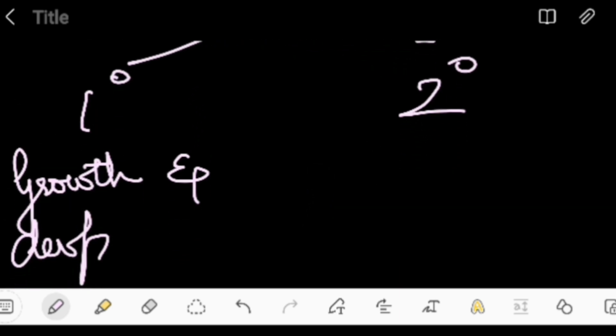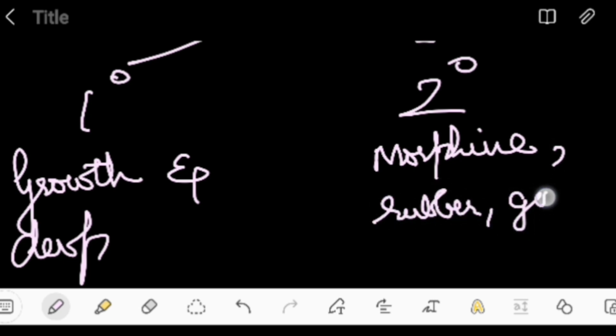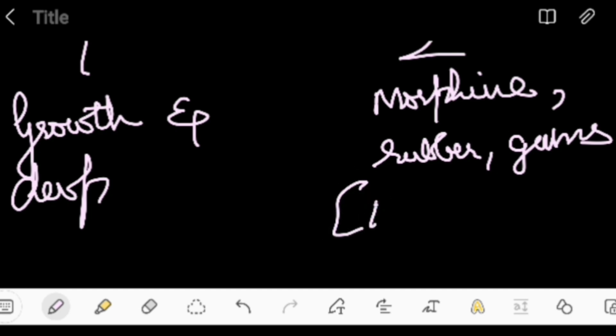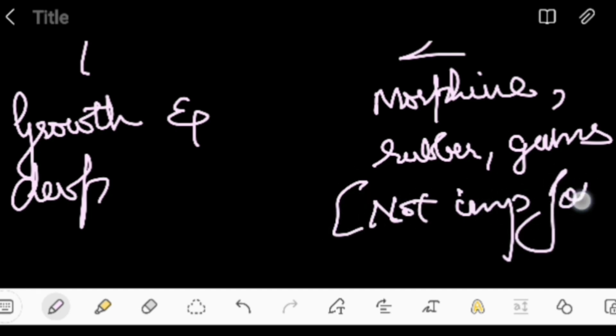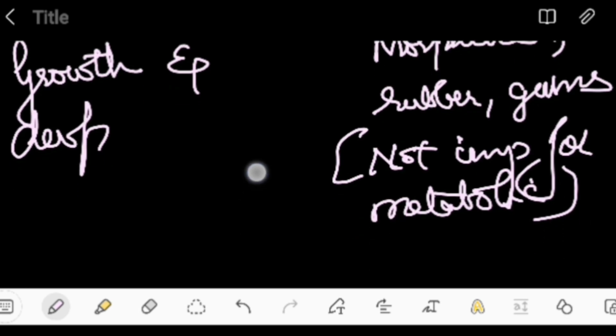And what is secondary metabolites then? Secondary metabolites means that there are some biomolecules which do not have any major role in the metabolism of the producer. No major role in the metabolism. They are just useful to human welfare. Like, for example, morphine, then rubber or gums. All these are not important for your metabolic processes, meaning growth, development and all. That is just primary metabolites which are important for your growth and development.